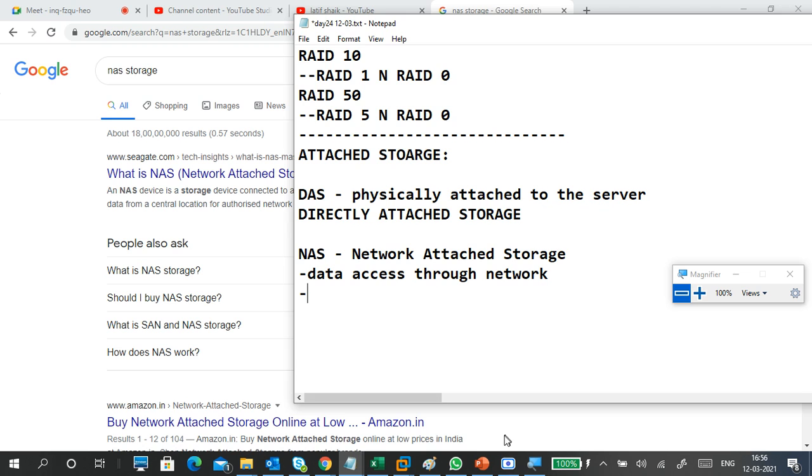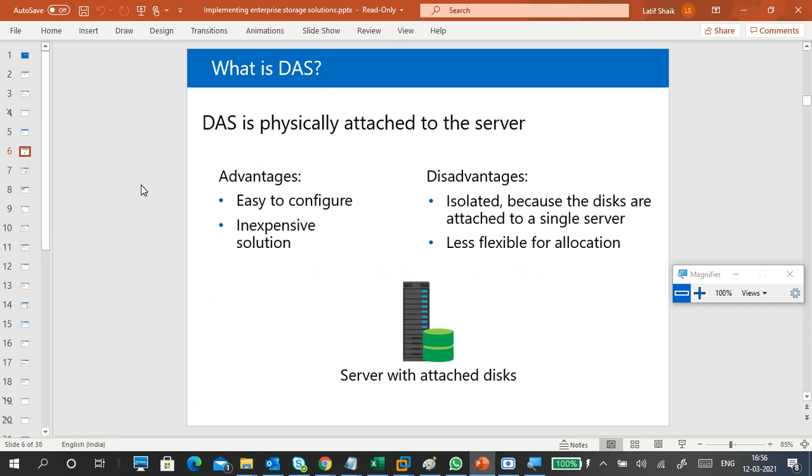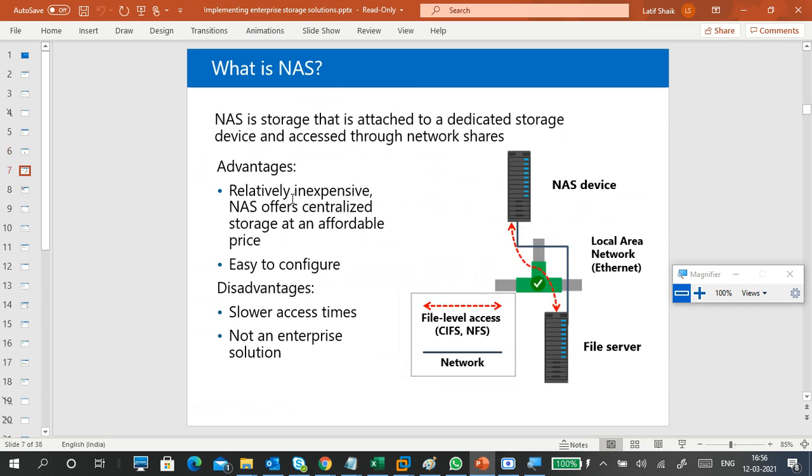And there are a few more points in NAS. See, it is relatively inexpensive. It is centralized storage at a low price, easy to configure, with slow access time because we are using a normal Ethernet. So it is not an enterprise solution.